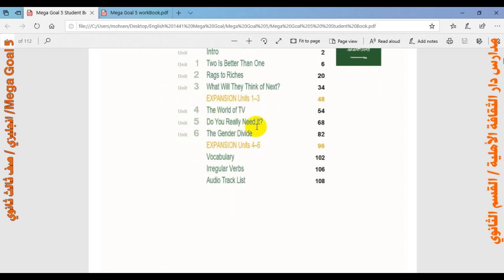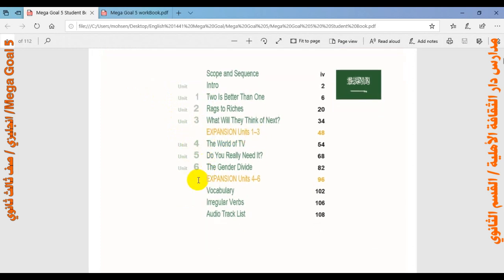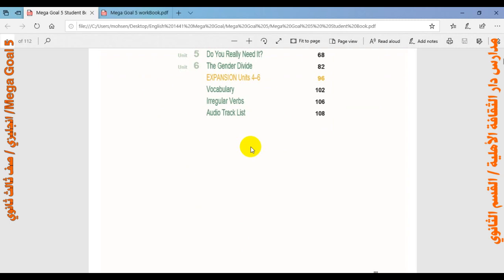Unit 4, Do you really need it? So the gender divide. And then you are going to have the round up or the expansion units 4 to 6. Then vocabulary at the end of the book, the irregular verbs and the audio track list. These are the contents. You have 6 units. After the first 3 units you have a round up or expansion, and then after the second 3 units you have a revision or expansion units from 4 to 6. This is the syllabus or the curriculum you are going to study this year.